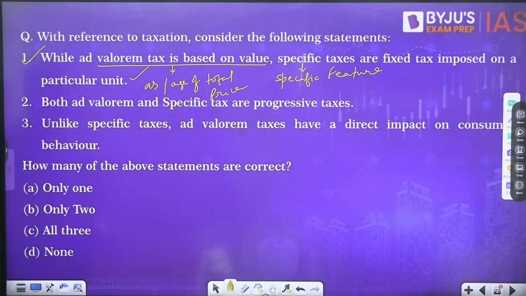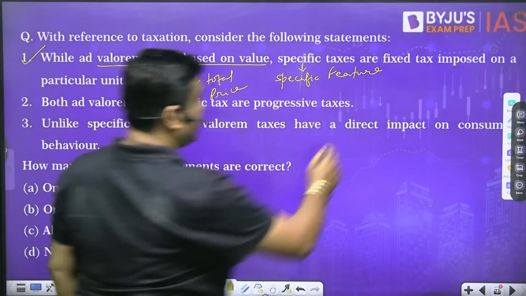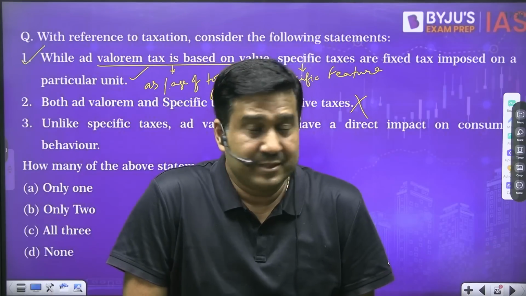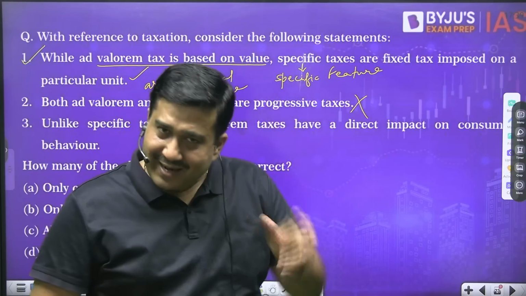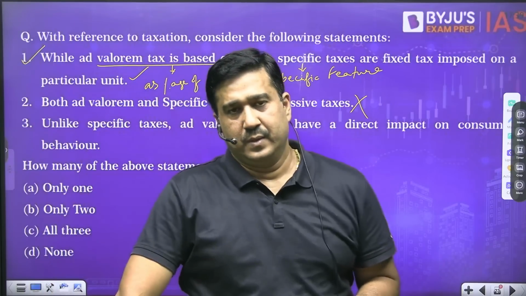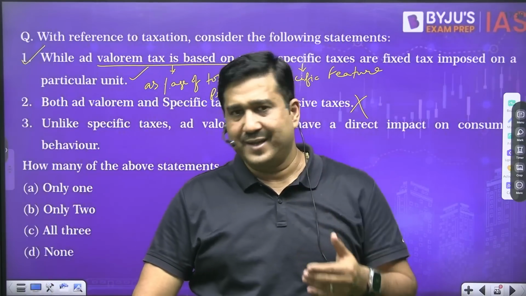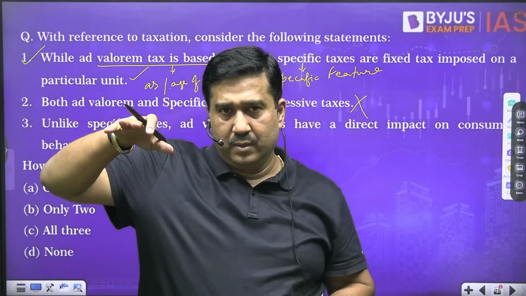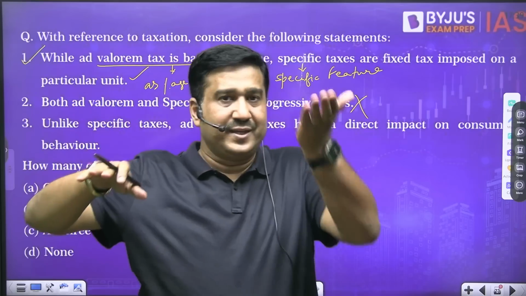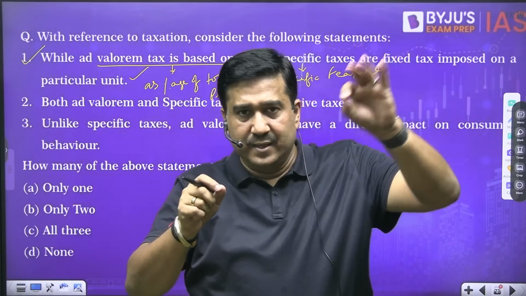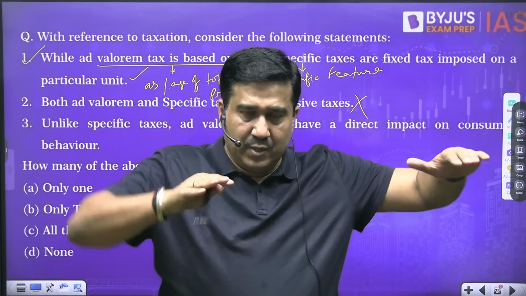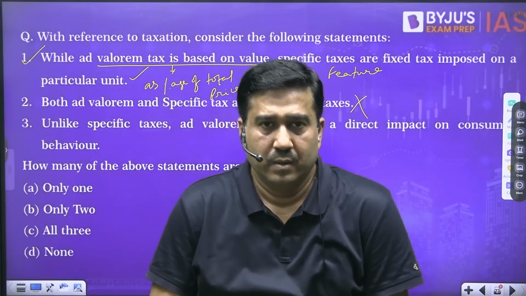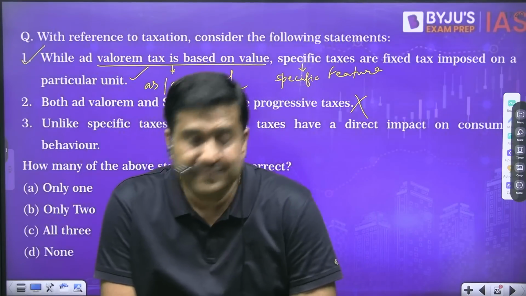Both ad valorem and specific tax are progressive taxes. Incorrect, because GST is also ad valorem, but GST is indirect tax, and indirect tax by nature is regressive. Progressive taxation means with increase in our income, tax liability also increases. Like income tax, if you earn less, you have to pay less tax. With increase in your income, tax liability also increases. That is why direct taxes are called progressive taxation.